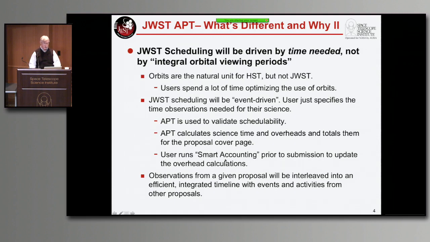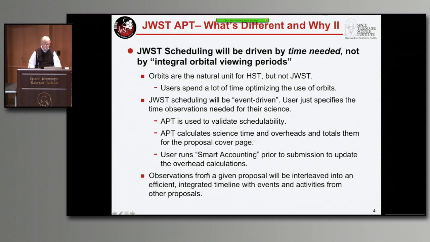And then there's a process called smart accounting that you should run toward the end of your proposal process that takes a pass through and makes sure that the overheads that were put in as the proposal was developed, which will be a little bit out of sync with what the most efficient overheads are, are recovered. This smart accounting step is intended to go back and recover those extra overheads that happened as you were building your proposal. So this is called an event-driven way of scheduling as opposed to the orbital viewing period model, and that drives a lot of what you will see in the JWST part of the APT observation templates and GUI.